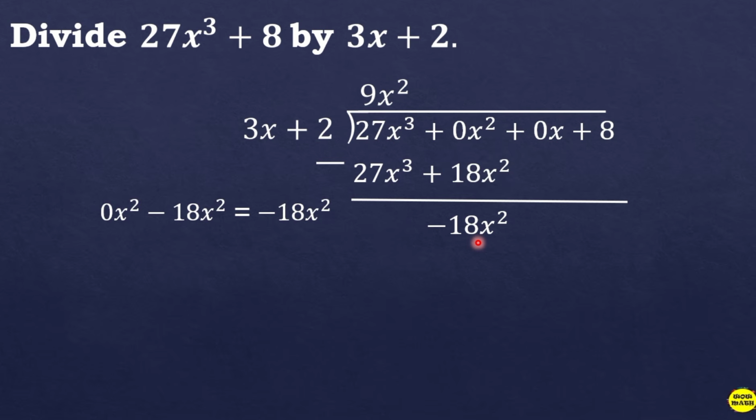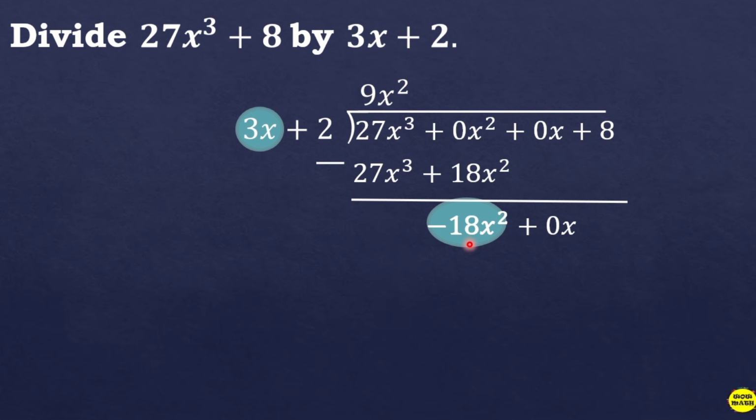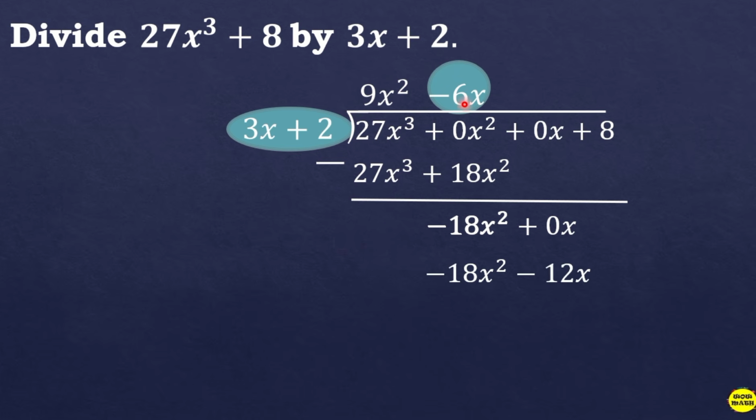And then, bring down 0x. Okay? So, negative 18x squared divided by 3x. So, negative 18 divided 3, that is negative 6. And then 2 minus 1, that is 1. So, negative 6x. So, negative 6x times 3, so negative 18x squared. And then negative 6 times 2, that is negative 12x. So, ganun ulit.